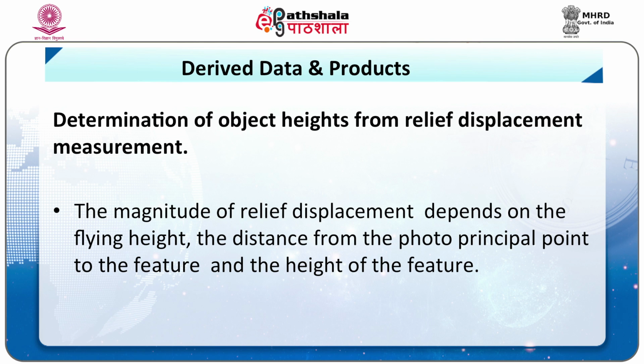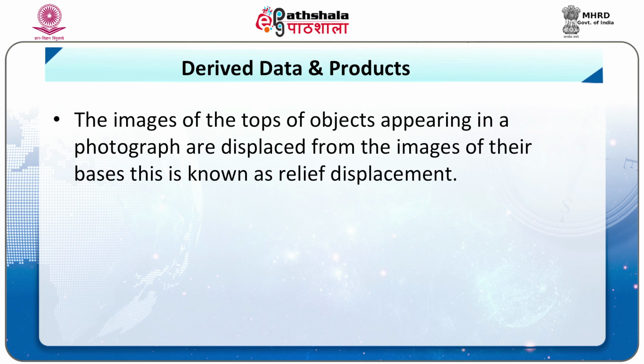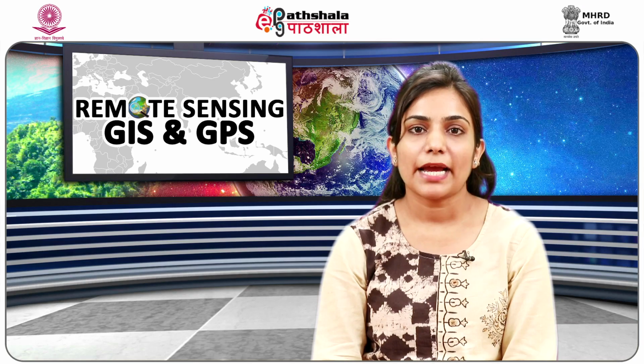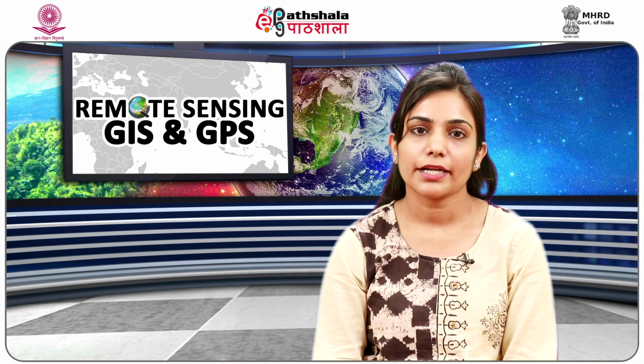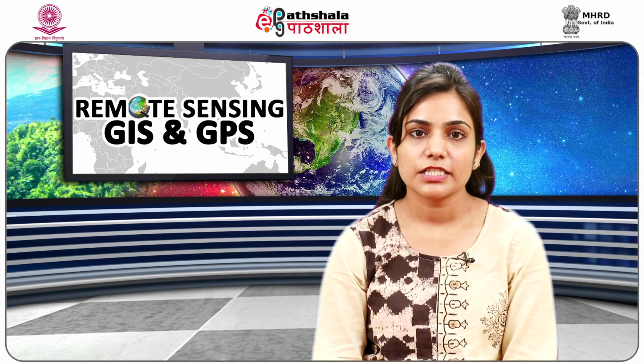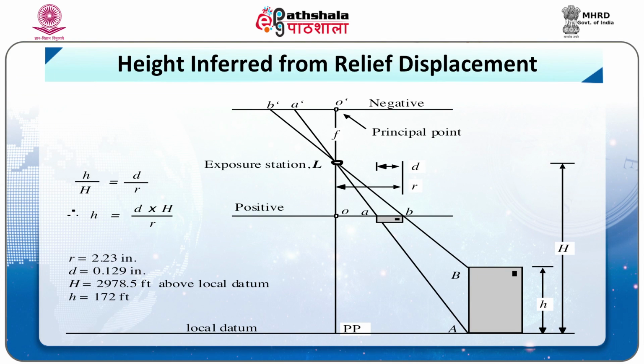Next derived data is the determination of object heights from relief displacement measurements. Relief displacement: if the images of the tops of objects appearing in the photograph are displaced from the images of their bases, this is known as relief displacement. The magnitude of relief displacement will depend upon, first, flying height. When the flying height is increased, the relief displacement will be more.